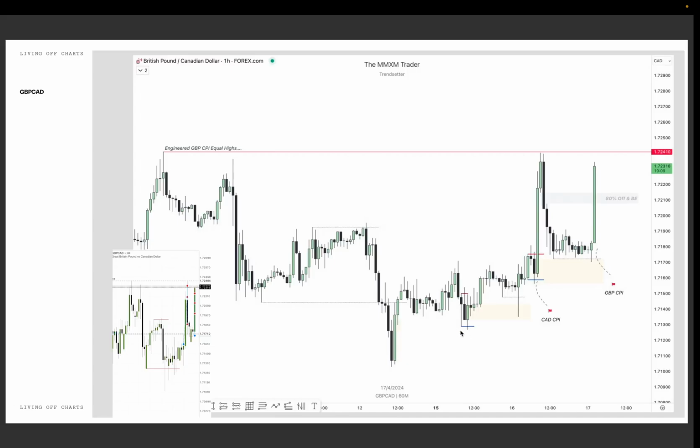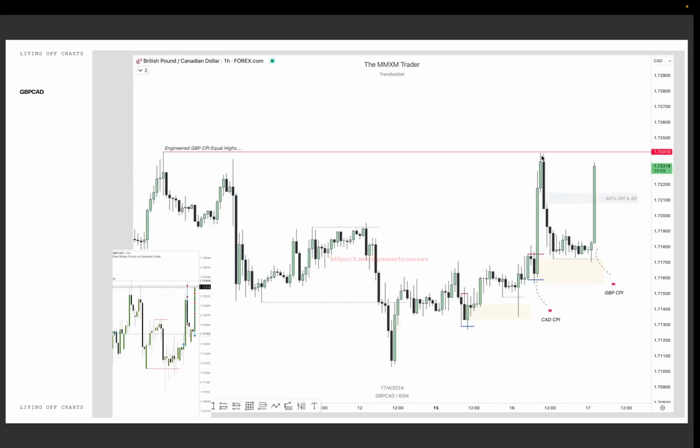Protected low, true order block here. Price comes back down, respects it. Then we have another double purge here of this one candle. Closes within the high, closes within the low. True order block forms post double purge.